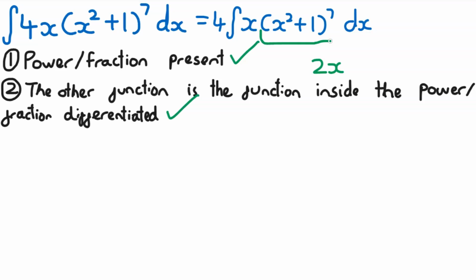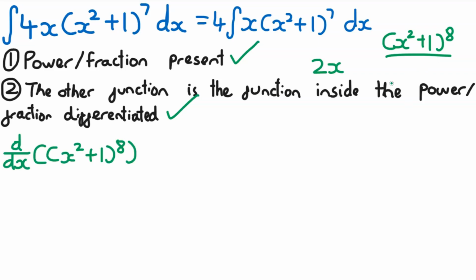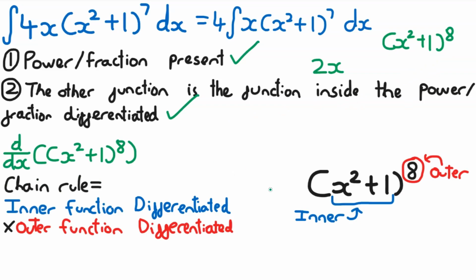Okay, so we have this x squared plus 1 to the power of 7, so let's consider x squared plus 1 to the power of 8, and let's differentiate this x squared plus 1 to the power of 8. So we need to use the chain rule, and the chain rule here, the inner function is going to be this x squared plus 1, and the outer function is going to be this power of 8 here. So if we differentiate this using the chain rule, it's going to be the inner function differentiated, so this x squared plus 1 differentiated, and if you differentiate x squared plus 1, as we already did, this plus 1 goes away, and x squared differentiated is 2x, and then this is going to be multiplied by the outer function differentiated, which is this power of 8 differentiated.